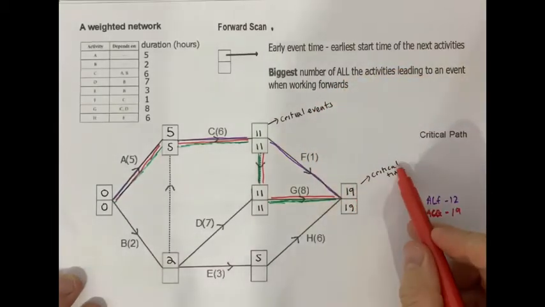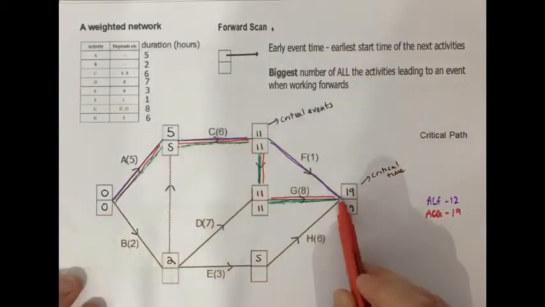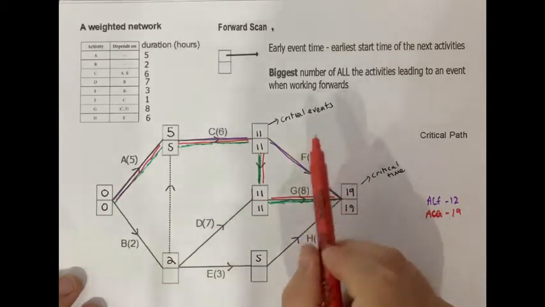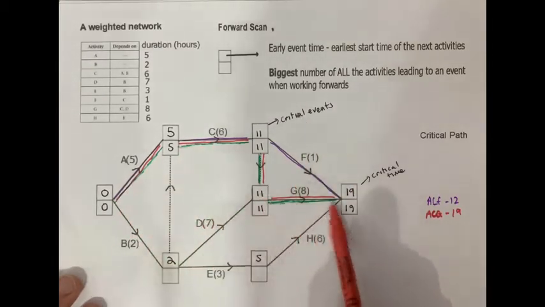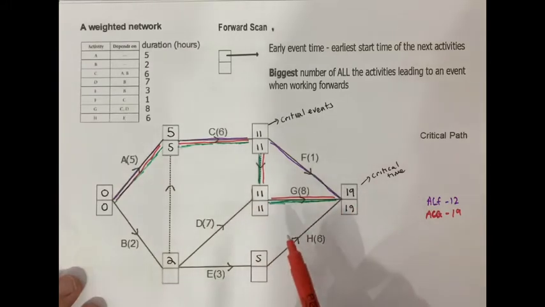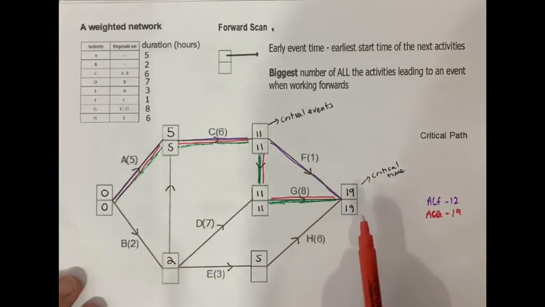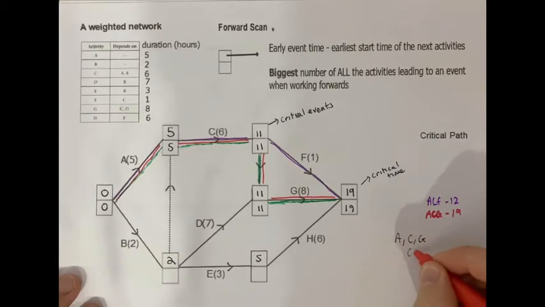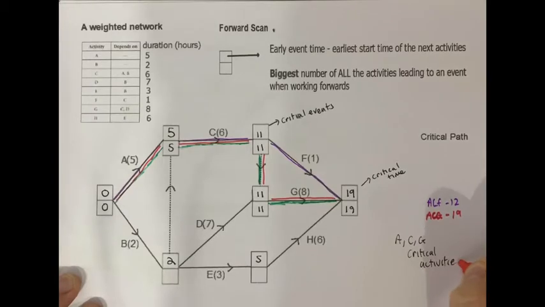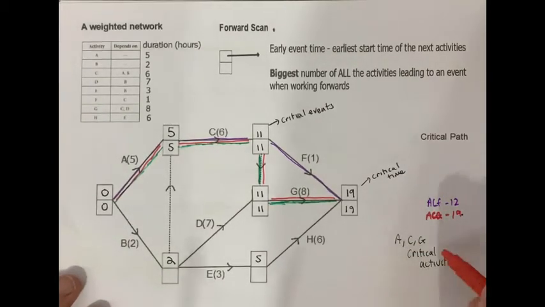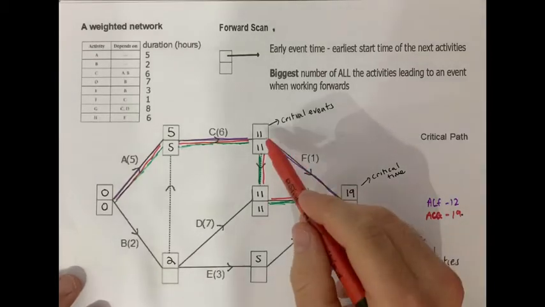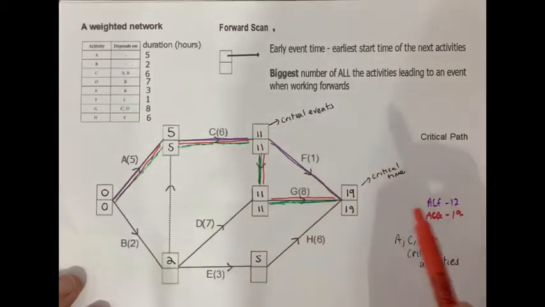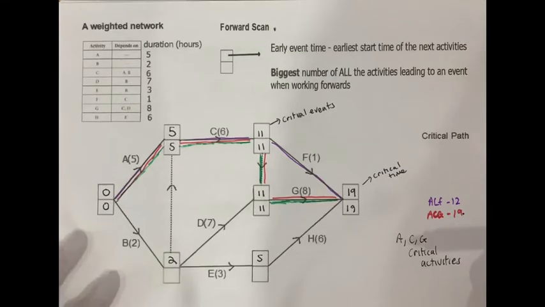So critical time, critical path, critical events. And all the activities along your critical path are called critical activities. So A, C and G are critical activities. A, C, G is the critical path. There could be more critical activities than that, but that's your critical path. And same number top and bottom is a critical event.